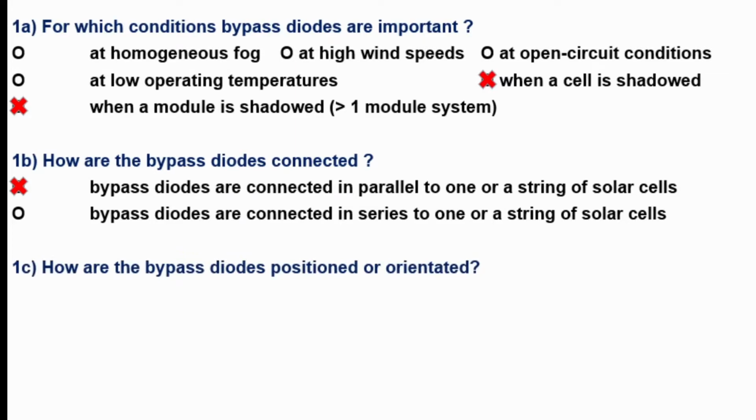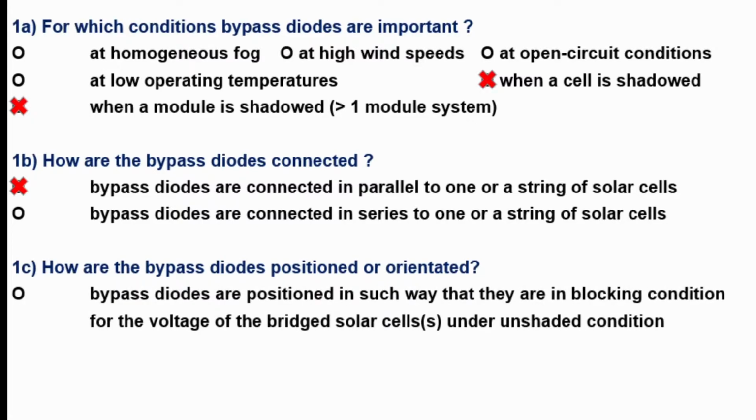The next question is, how are the bypass diodes positioned or oriented? Bypass diodes are positioned in such a way that they are in blocking condition for the voltage of the bridged solar cells under unshadowed conditions. Unshadowed condition means we don't want to have the bypass diode in operation, that means conducting. So that is correct.